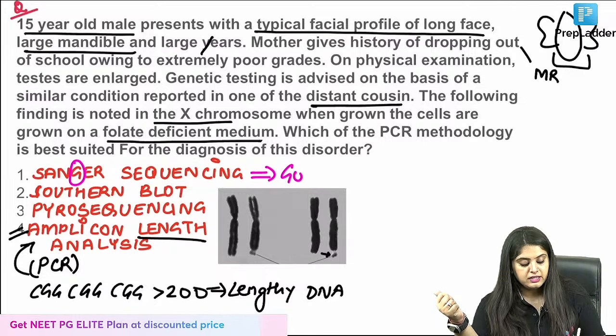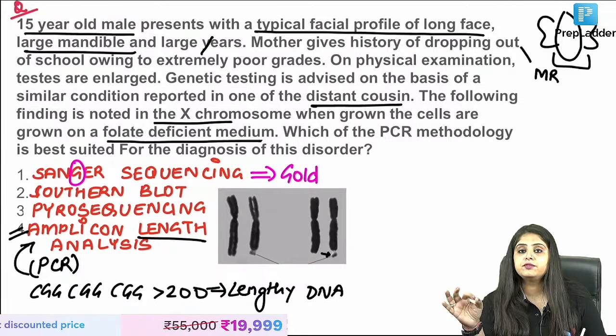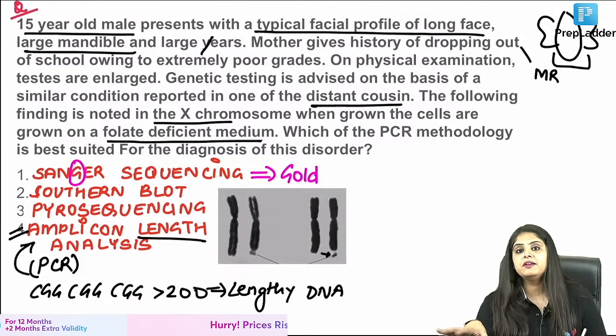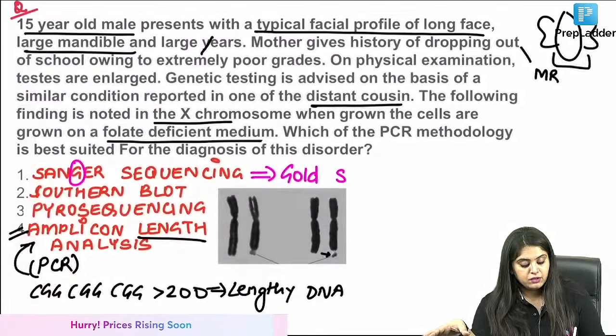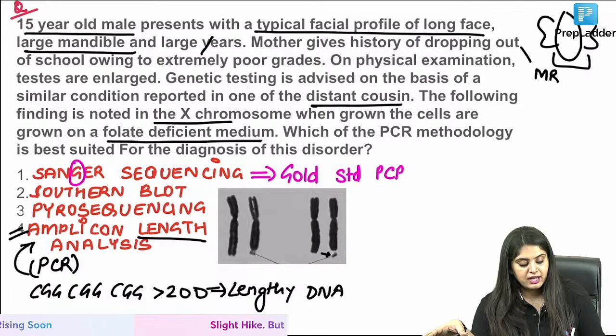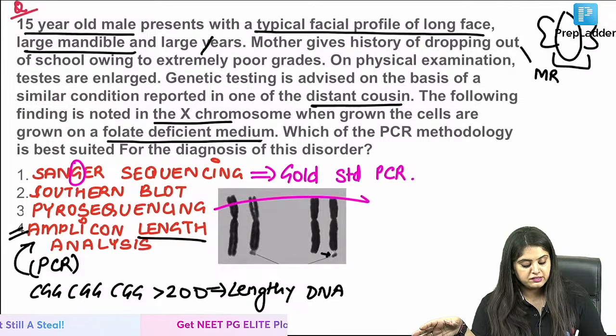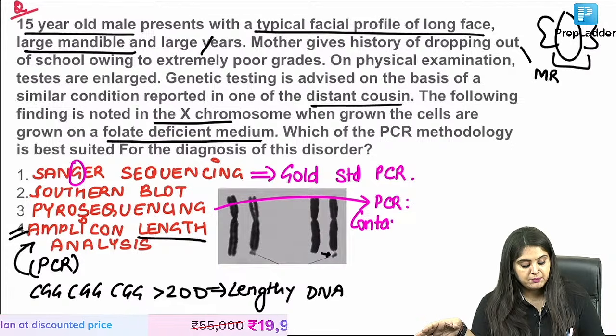Sanger sequencing is, and for FMG students, if you've not read it in Path, you will read this in Biochem also. So this is anyway important for you, read it anywhere. It is the gold standard PCR that you have, Sanger sequencing. Southern blotting we have read. Pyrosequencing is a type of PCR which you do for contaminated samples.